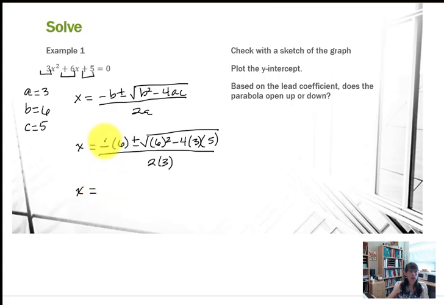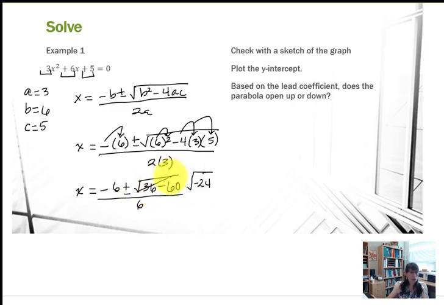So now our x value is negative times 6, or negative 6, plus or minus the quantity of 6 squared is 36, and our factors are negative 4 times 3 times 5. Negative times positive, that will be subtraction. 4 times 5 is 20, times 3 is 60. Now, of course, you could have done 4 times 3 is 12 times 5. We still have 60. Our denominator then, 2 times 3, would be 6. Simplifying what is under the radical now, 36 minus 60 will give us negative 24.